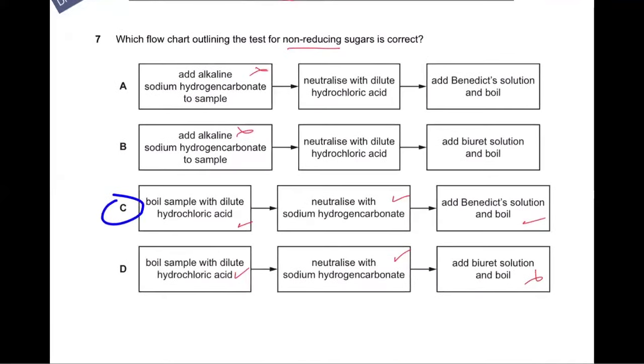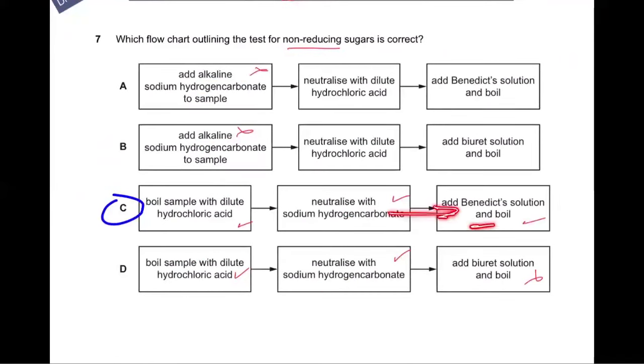Which flowchart outlines the cell tests for non-reducing sugar? When you are testing for non-reducing sugar, do you add alkali first? No, we don't. So options A and B are incorrect. We boil it with HCl. Yes, options C and D both seem to be right. We neutralize with sodium hydrogen carbonate. Yes.